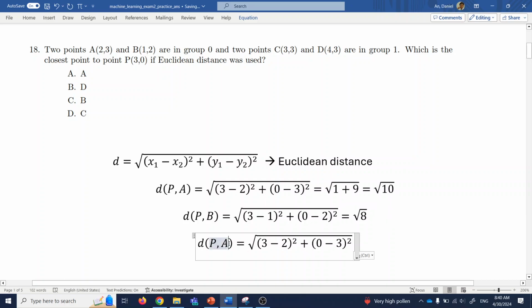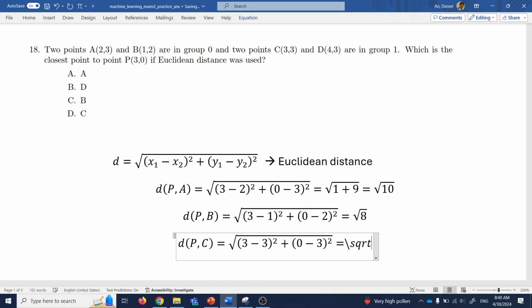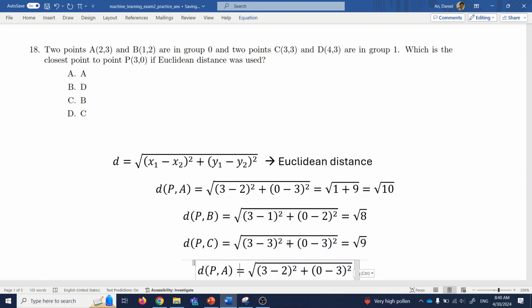All right. And then now P to C would be 3, 3, so it'll be 3 and then 3. So it'll be square root of 9, which is 3, but we're just comparing, so we'll just leave it like that. Then with D, it'll be 4, 3, so 4 and then 3, so it'll be square root of 10.